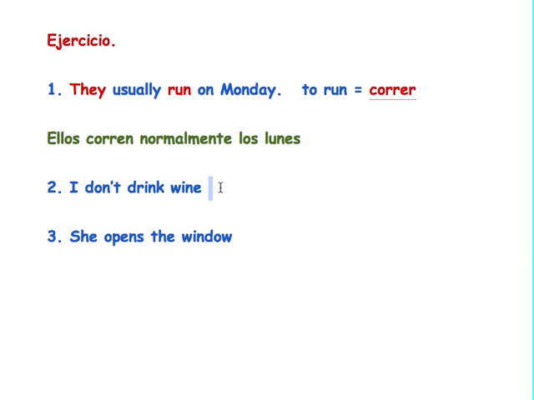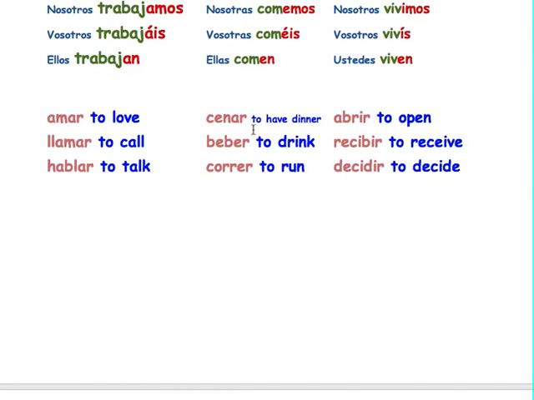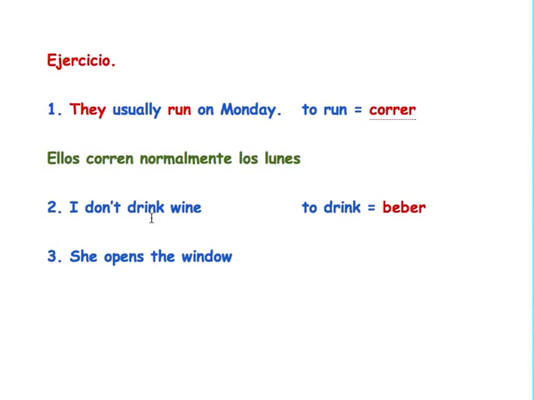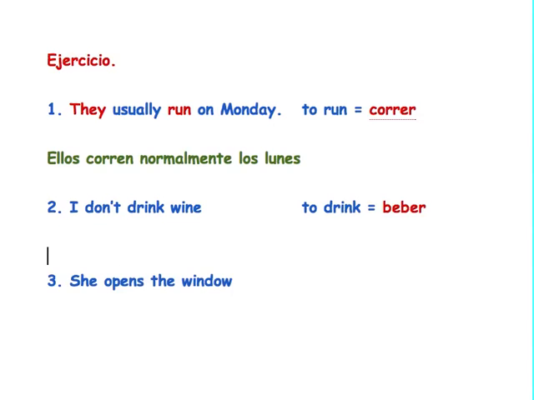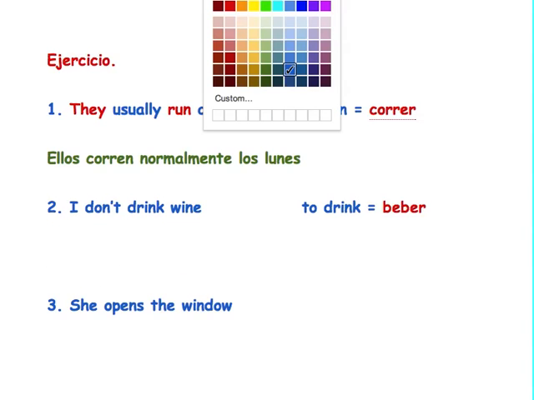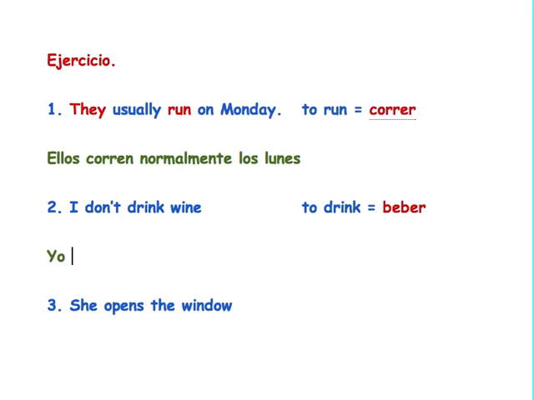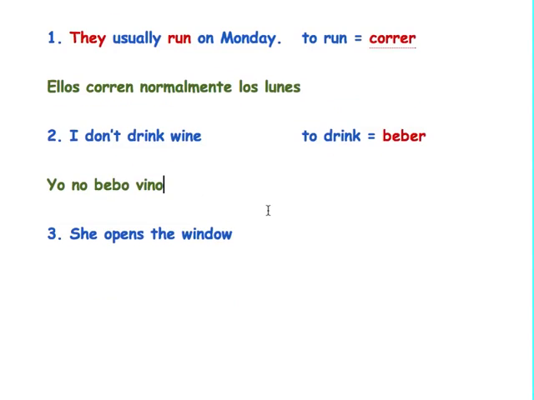Next one. I don't drink wine. Well, I actually drink wine. That's a shame. So to drink is beber. Beber, right? We check the list. Beber, to drink. So then I don't drink wine. Yo no bebo vino.